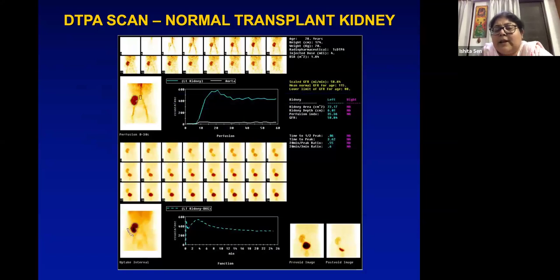So this is a normal transplant kidney. Again, you can see the kidney in the right iliac fossa, and the appearance of the kidney should be simultaneous with the appearance of tracer in the iliac vessels. And there is a rapid upslope, which is the cortical function, and then an excretion, which happens in about the same way as a normal kidney.